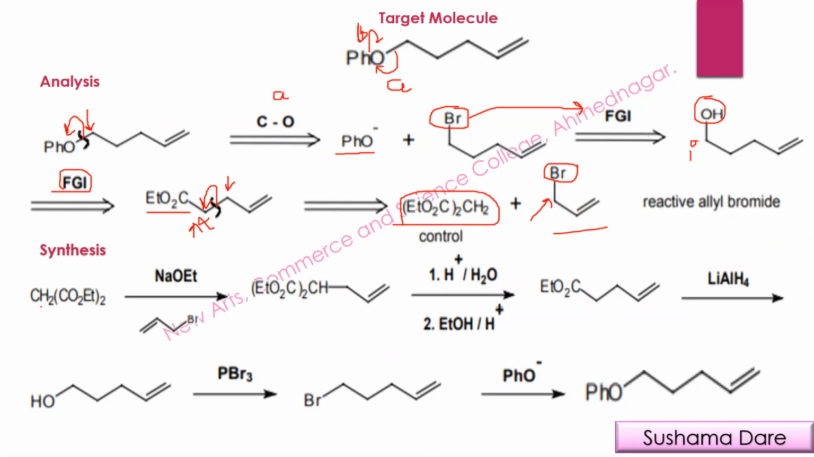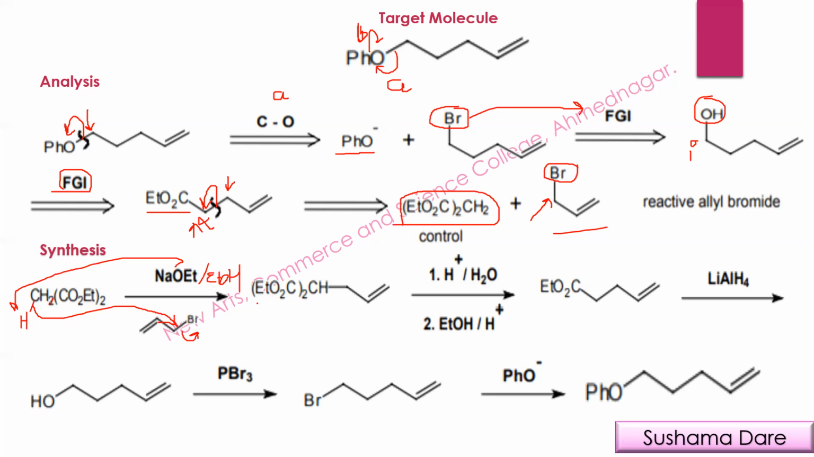Diethyl malonate is treated with sodium ethoxide in presence of ethanol. Always remember, the solvent is ethanol here. This proton is abstracted by the base, and then the resulting carbanion attacks and departs the leaving group. So this is the mechanism.